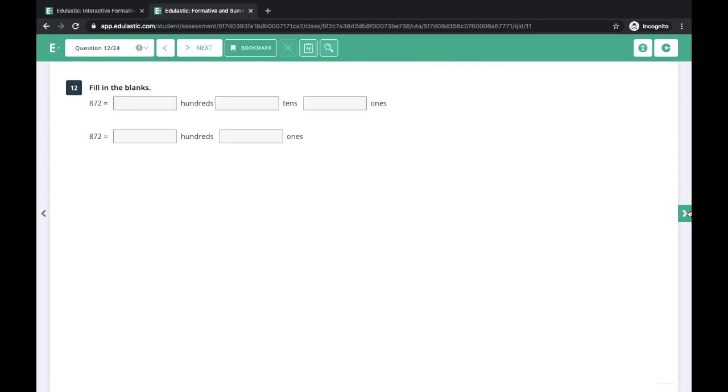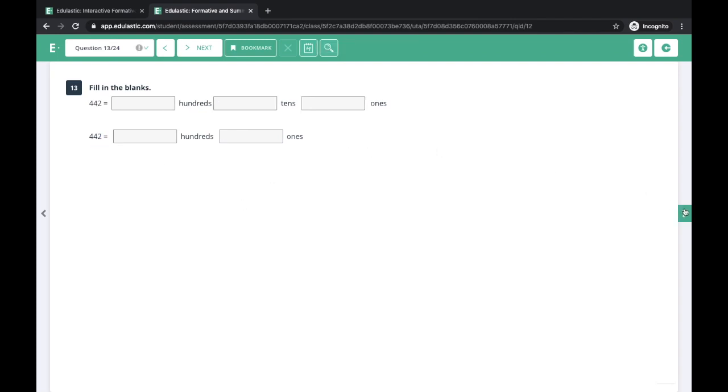Fill in the blanks. 872 equals blank hundreds, blank tens, blank ones. Okay. We're writing this number in unit form. So we have 8 hundreds, 7 tens, and 2 ones. Now we want to write this number using just hundreds and ones. So we see an 8 in our hundreds place, and we could say that we have 72 ones. 872 ones.